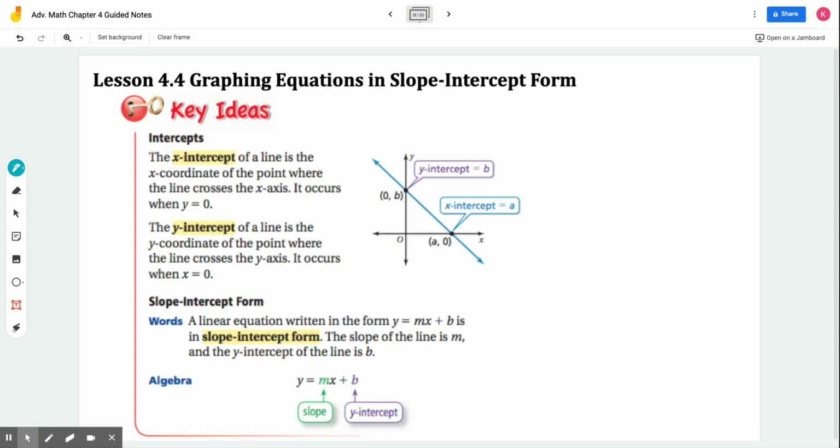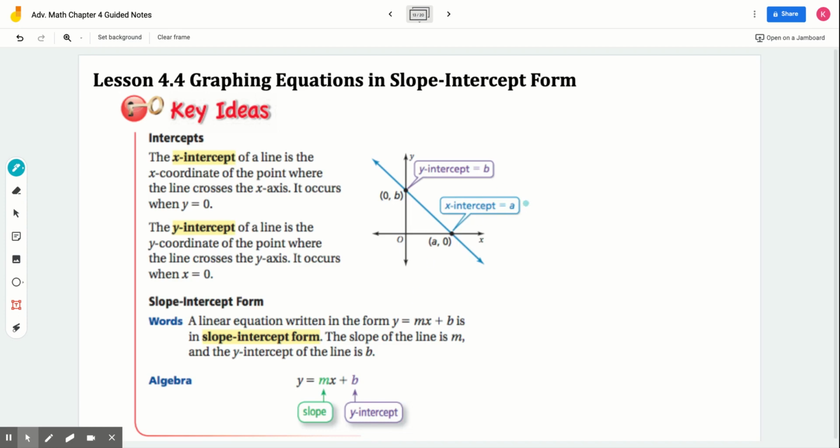Today we're going to talk about lesson 4.4, graphing equations in slope-intercept form. Intercepts. The x-intercept of a line is the x-coordinate of the point where the line crosses the x-axis. It occurs when y equals 0. The y-intercept of a line is the y-coordinate of the point where the line crosses the y-axis. It occurs when x equals 0.